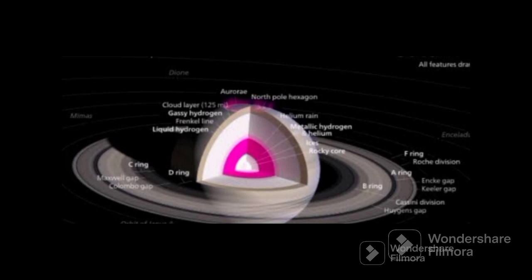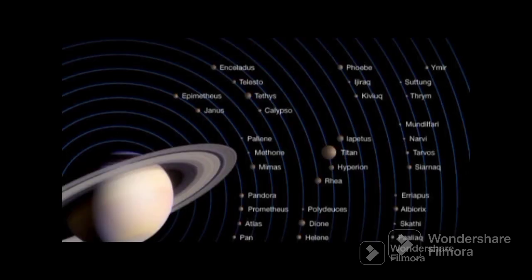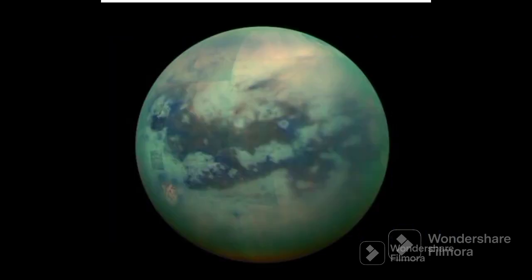It contains gaseous crust, liquid hydrogen mantle, and rocky core. Saturn contains 62 moons, which are a part of its rings. Titan, the largest moon of Saturn, contains liquid methane, lakes, and oceans. Scientists believe that humans can live here after terraforming it.